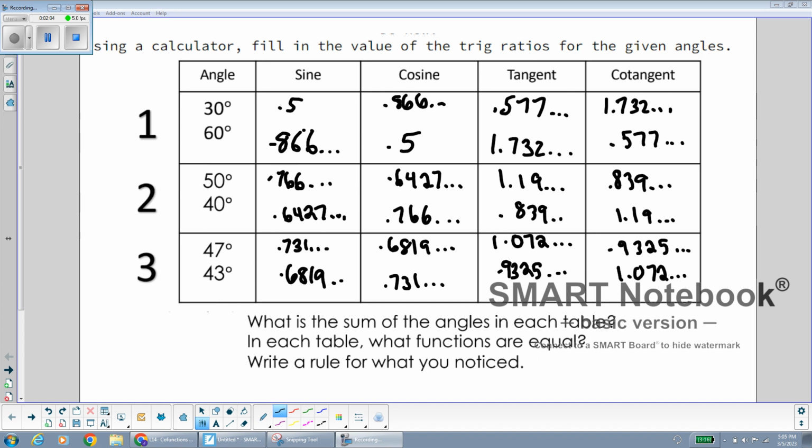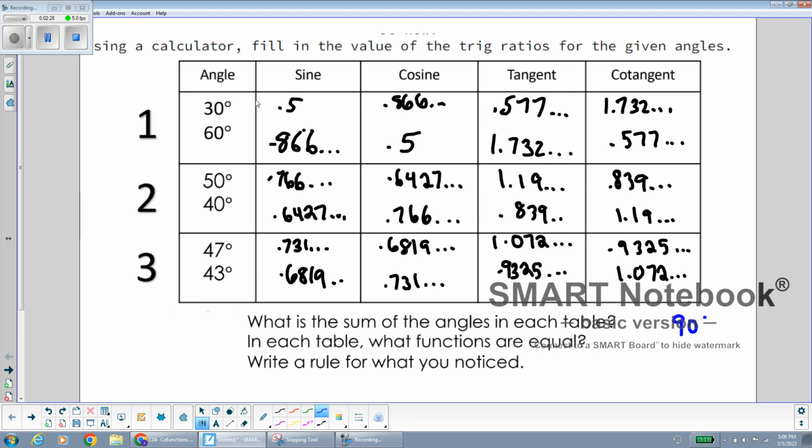It says, what is the sum of the angles in each table? Take a look. What are the sum of 30 and 60, 50 and 40, 47 and 43? They all add to 90 degrees. In each table, what functions are equal? So in table 1, that's the 30 and the 60-degree angles.